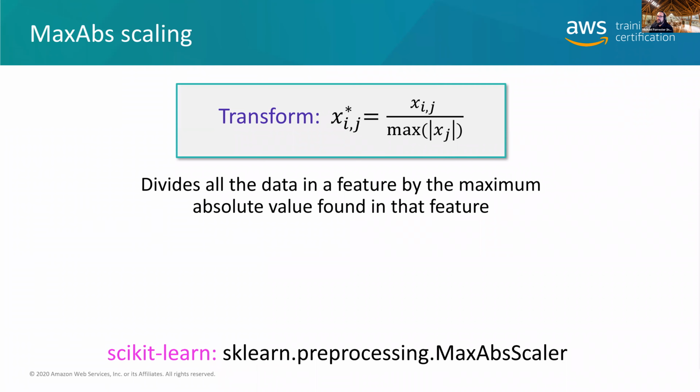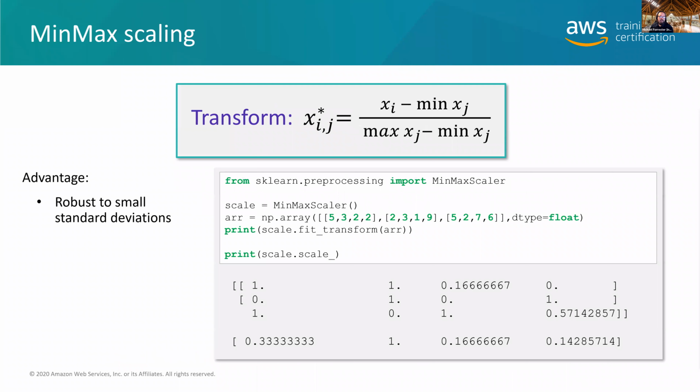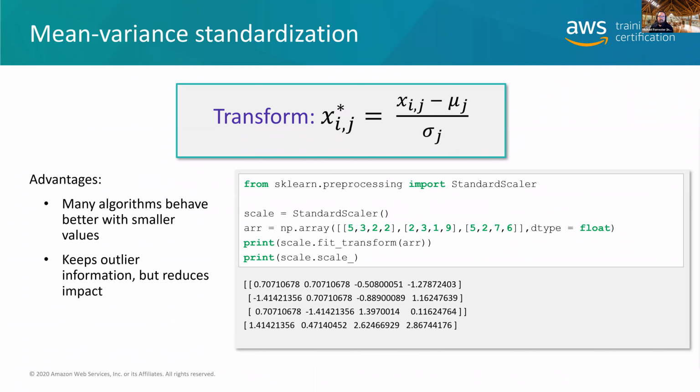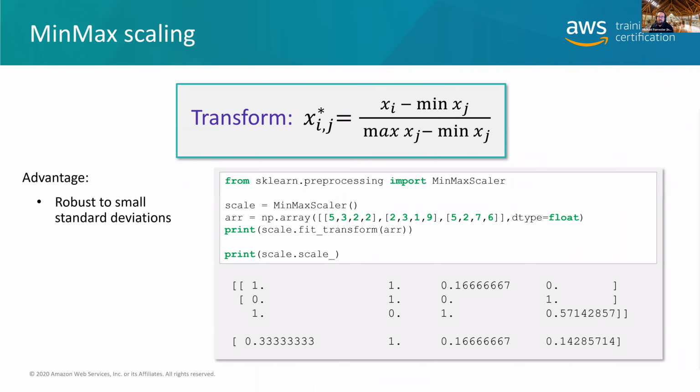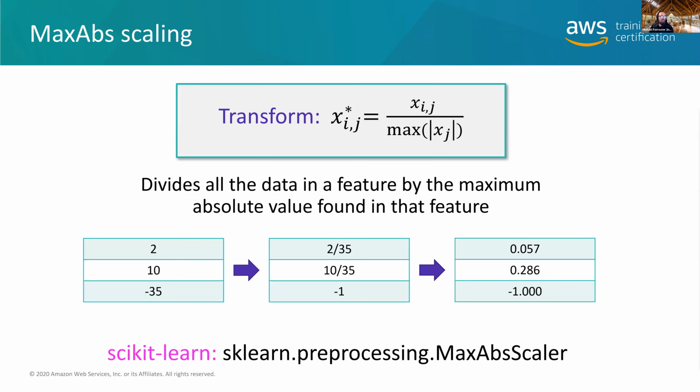Probably good to just know that in general, they're pretty intuitively named. There's the max abs scaler, there's the min-max scaler, and there's a standard scaler. Since that did pop up on my exam, I'm assuming there's other questions where they refer programmatically to the scalers. Divides all the data in a feature by the maximum absolute value found in that feature. Yeah, it's a good visual.